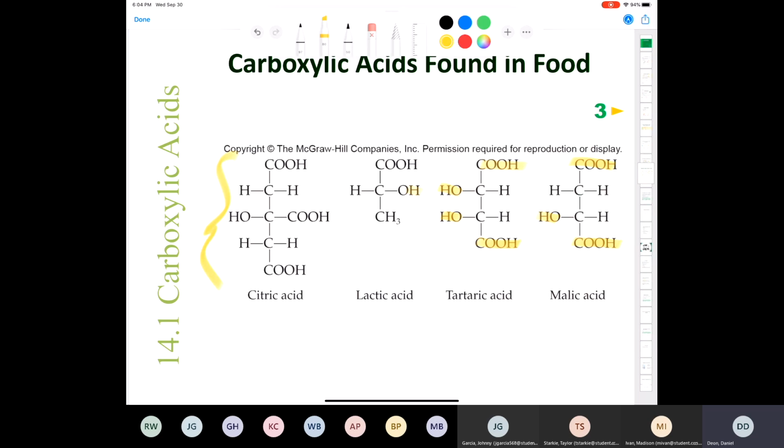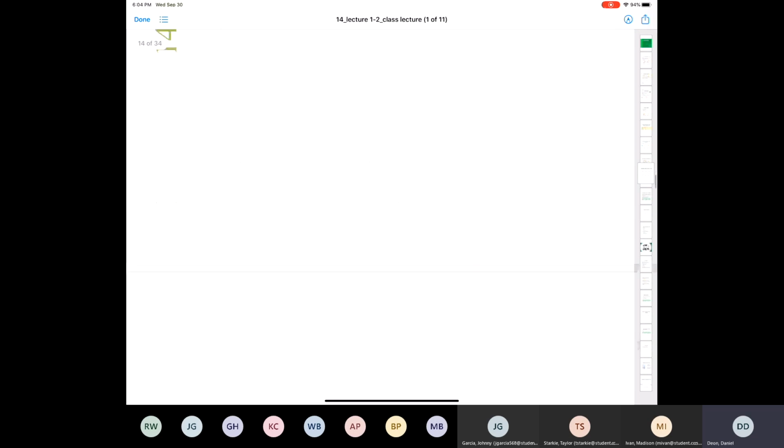Anyhow, you don't have to have any of those memorized. That was more of just an FYI, just so you're aware that there are many carboxylic acids found in the foods that we eat day to day.